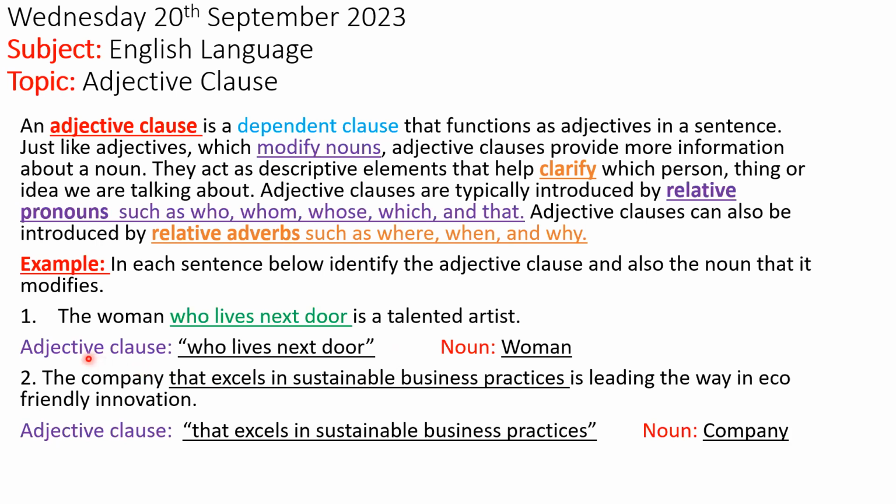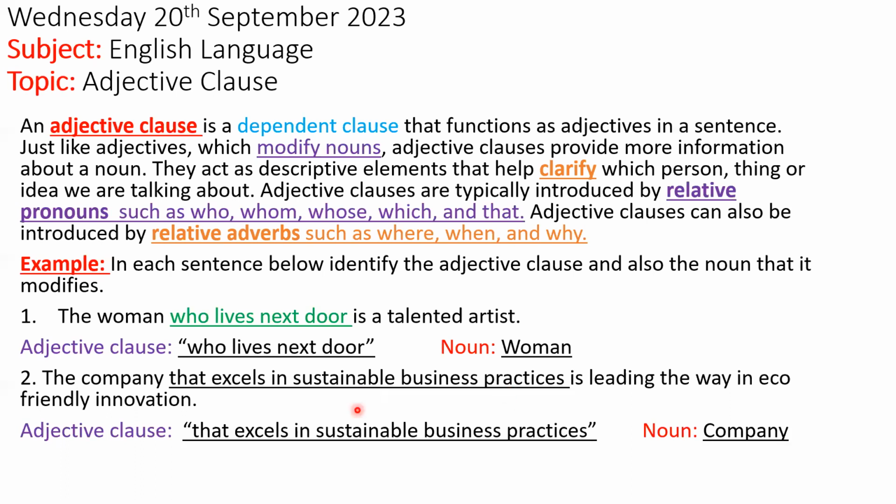So literally, this sentence could have been, the company is leading the way in eco-friendly innovation. It could literally have said that, but it wanted to give you more information. So it's modifying the noun. It's adding more detail. It says the company that excels in sustainable business practices. So it's giving us more information. The company that excels in sustainable business practices is leading the way in eco-friendly innovation.